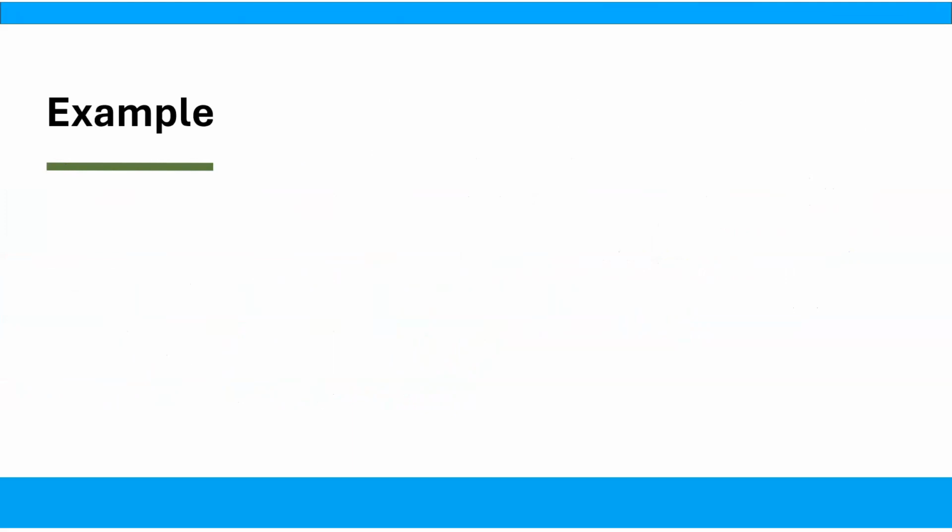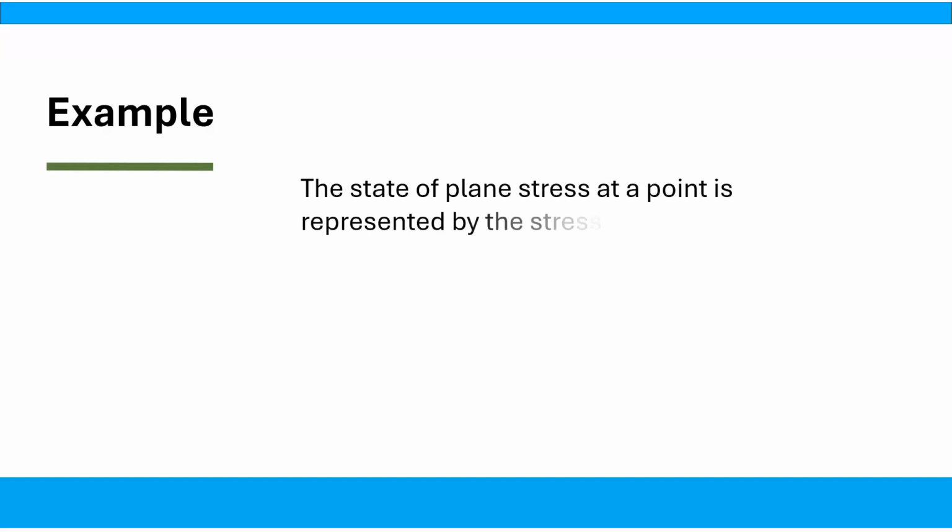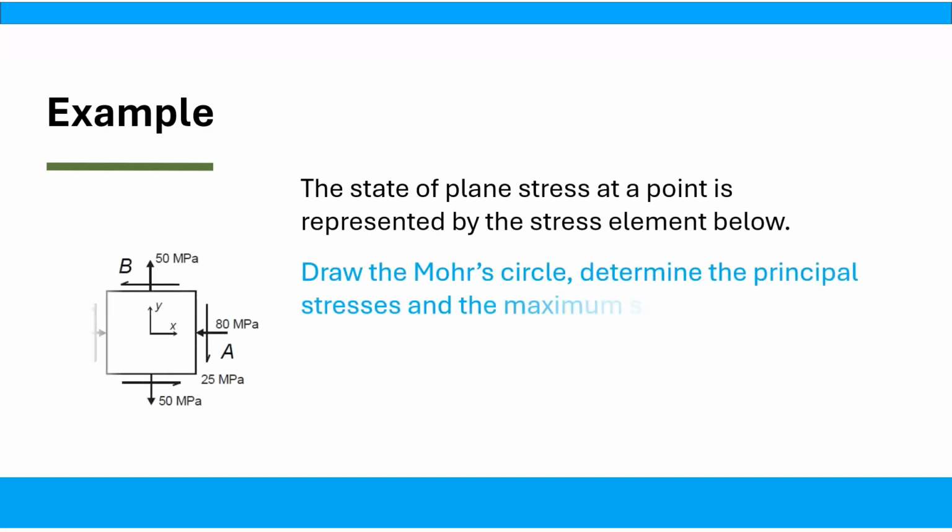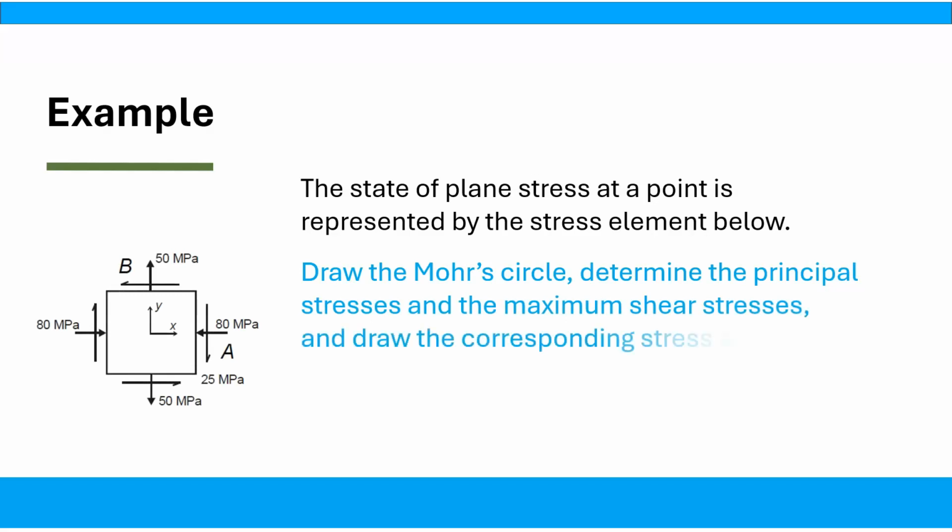We will now look at an example. The state of plane stress at a point is represented by the stress element below. Draw the Mohr's circle, determine the principal stresses and the maximum shear stresses, and draw the corresponding stress elements.